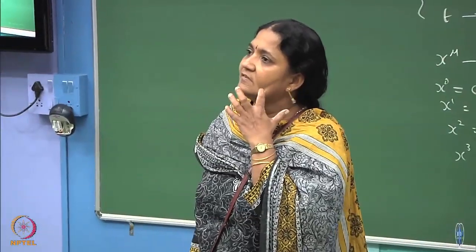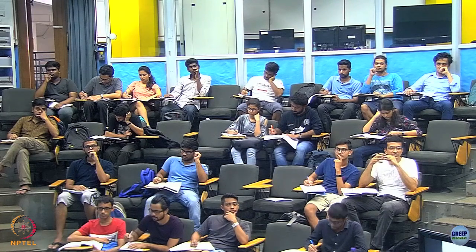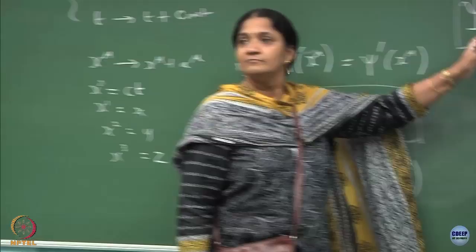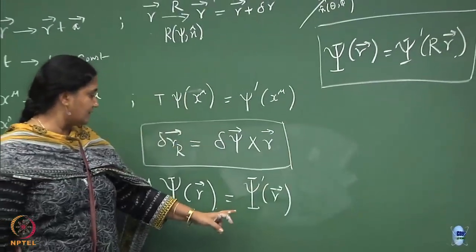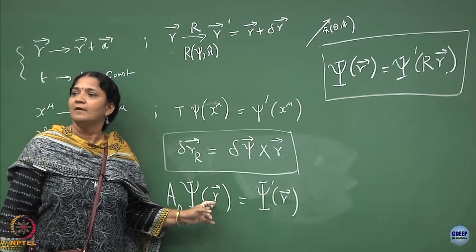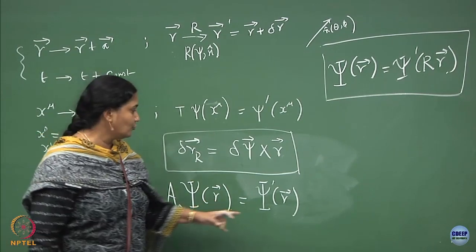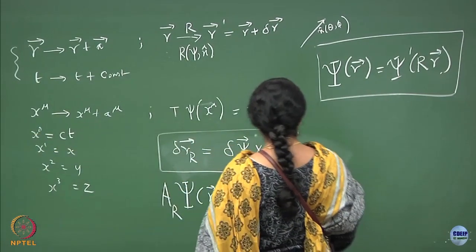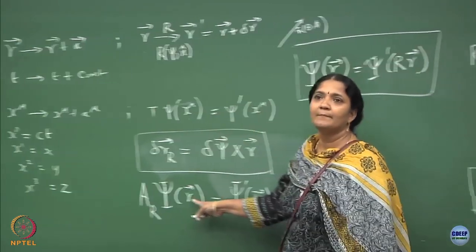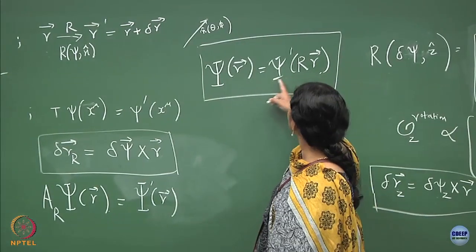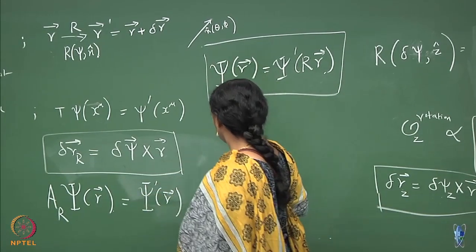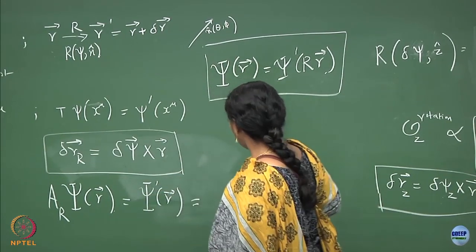Any questions on this? So tell me, now you will use this fact to write the r which I have. So do this and tell me what will happen. You can write this as R inverse of r prime, right? Use this fact to write it and then do the transformation. So let me write it for you.